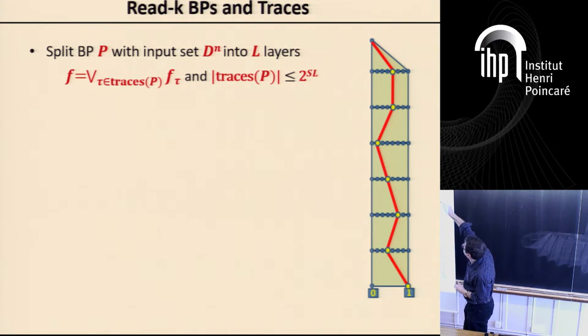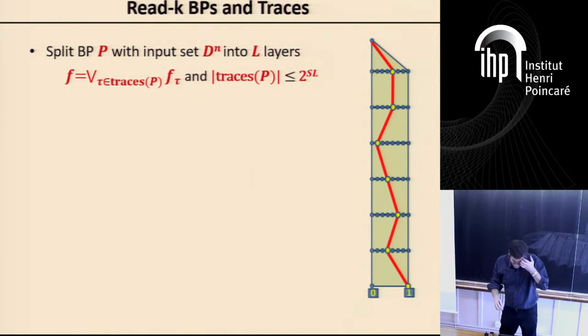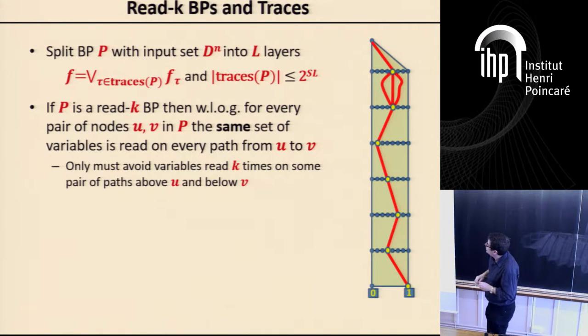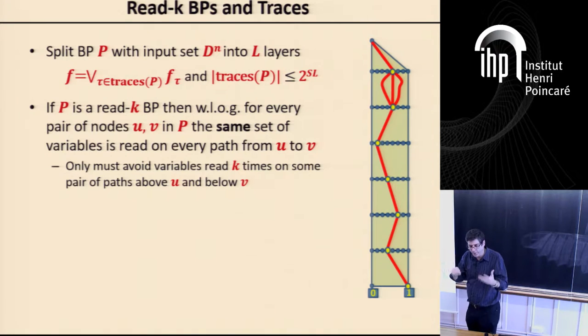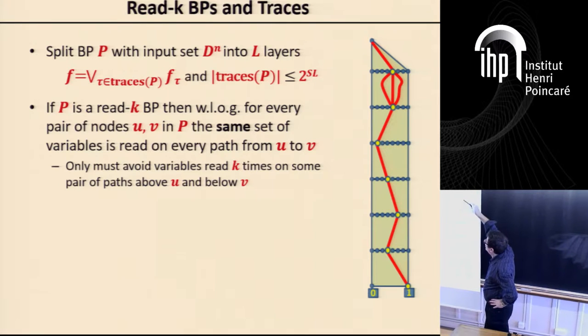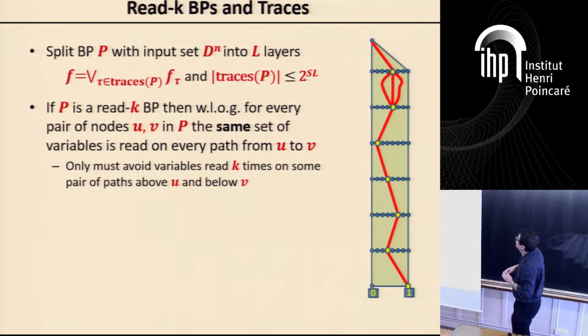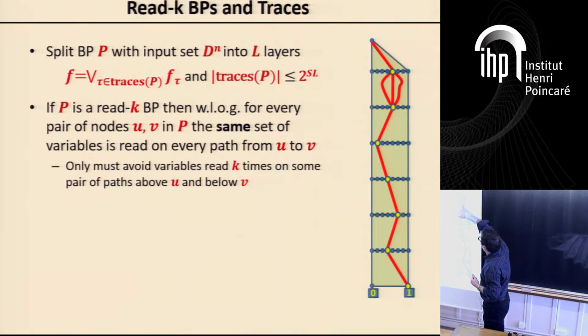So F is an OR over the traces, and there are 2 to the SL traces. If F is read K, you can show this is a property of a read K function. If we pick a pair of nodes U, V, then we can associate that pair with a unique set of variables that is read on every path from U to V. Now, I said I wasn't going to restrict to read K, but I'm going to mention read K at various points. So in this case, there's a fixed set of variables.